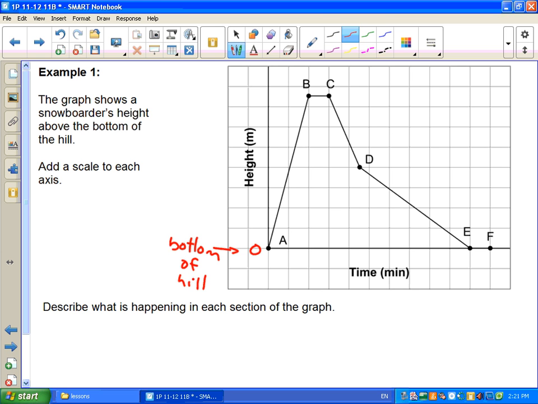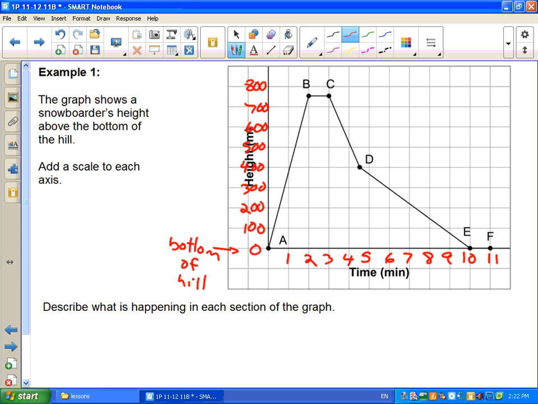And first thing it asks us to do is add a scale to each axis. So for our time axis, let's just do 1, 2, 3, 4, 5, 6, 7, 8, 9, 10, 11, and that'll be in minutes. And for our height, let's just go up by hundreds of meters here. 100, 200, 300, 400, 500, 600, 700, and we'll go up to 800.